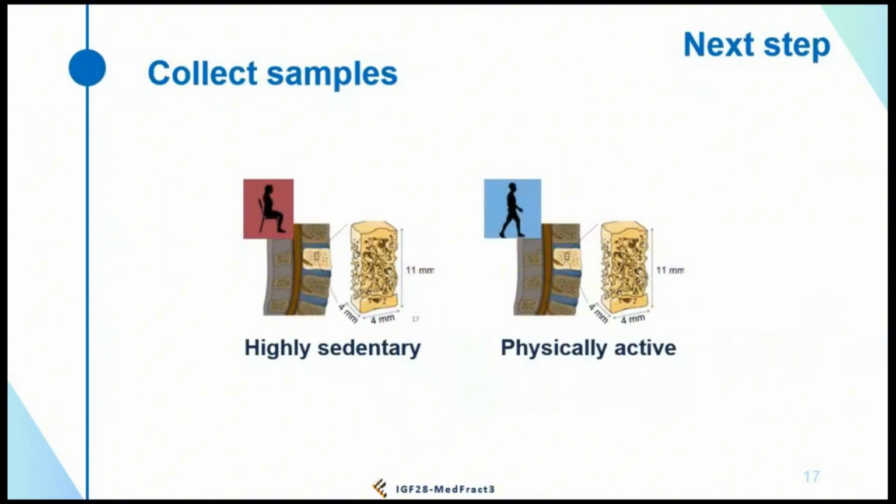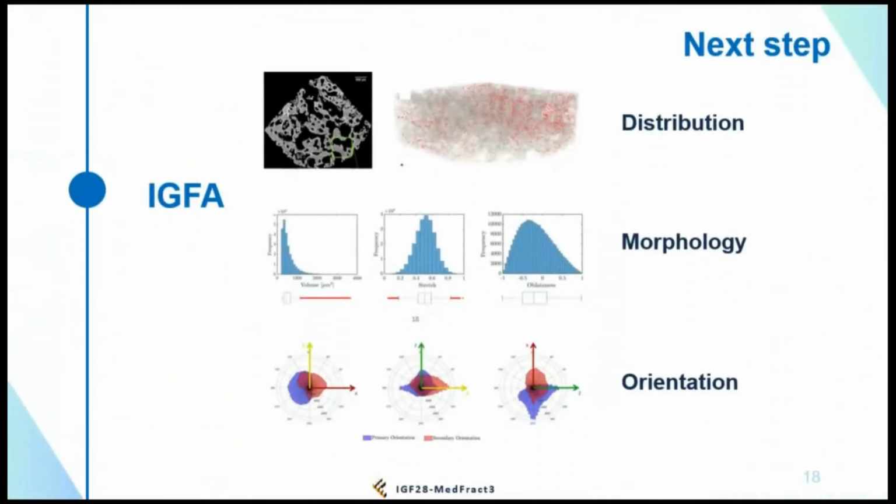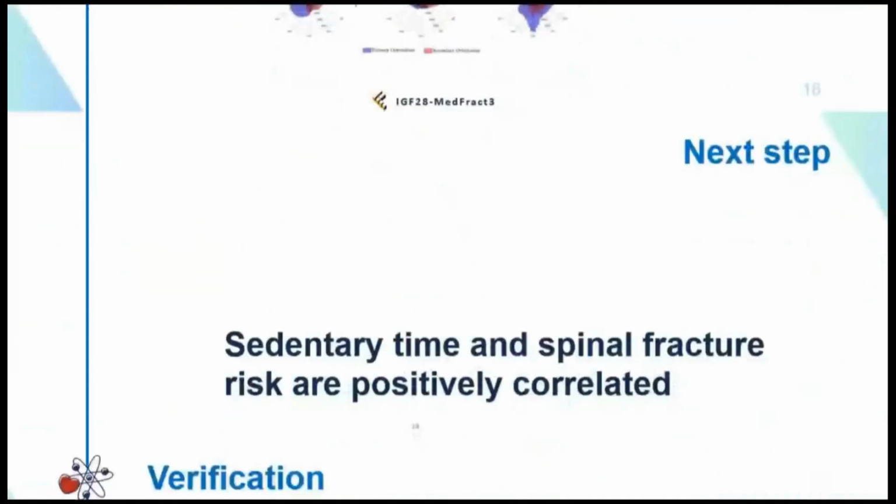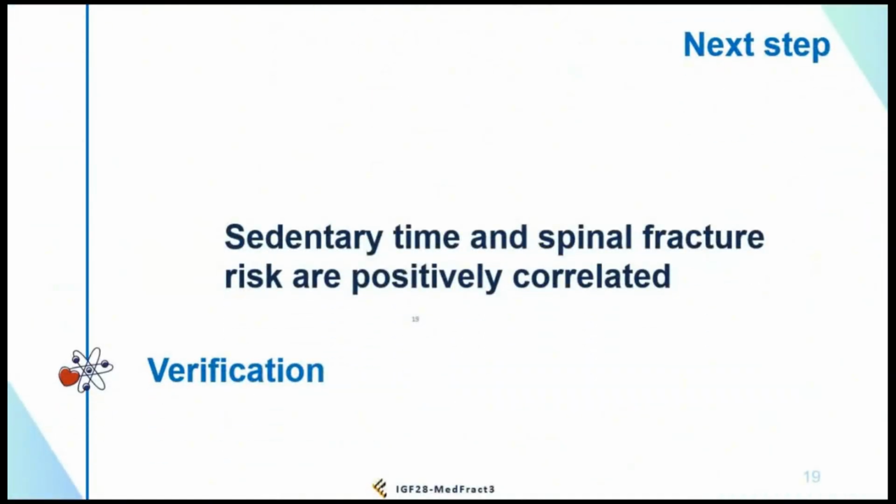Moving forward, for the next step, we are planning to further validate our results with experiments. So we will continue collecting samples from patients with contrasting profiles, highly sedentary versus physically active. And then we will apply imaging-guided failure assessment to the lacunae distribution, morphology, and orientation in our samples. And finally, we can link our epidemiological study results to the measurable biomechanical differences.